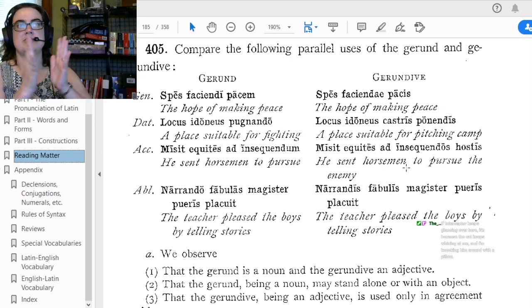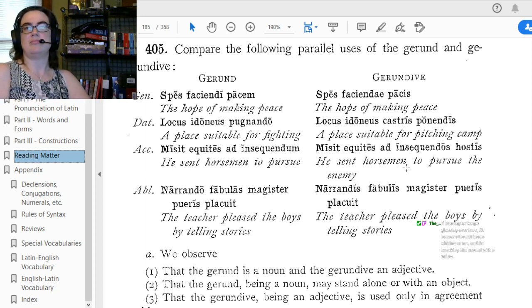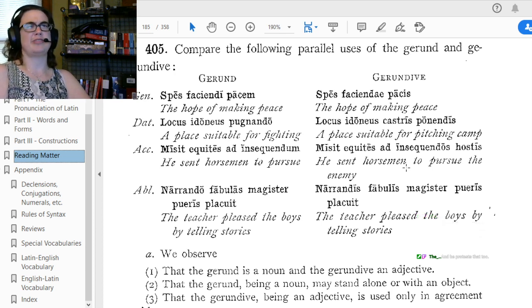Alright. Locus idoneus pugnando. A place that is suitable for fighting. Well, okay, this is a dumb comparison because you're not actually saying the same thing in the gerund versus the gerundive, so it's not super helpful in terms of comparison. So let's actually look at the gerundive first.